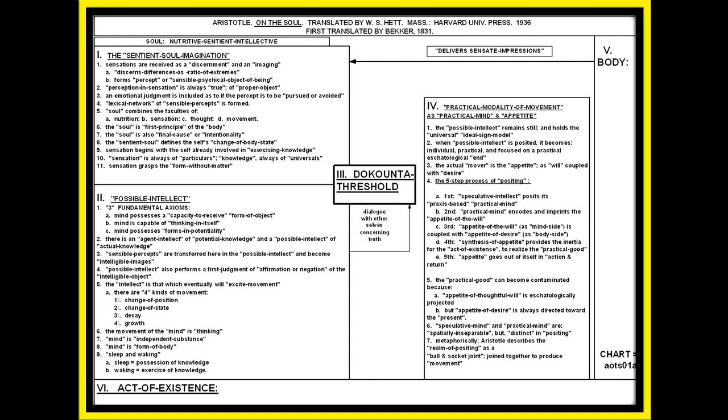And for Aristotle, there are four kinds of movement. There can be a change of position, an actual change of position in space. There can be a change of state of mind. There can be decay. There can be growth. So, number one points to a change at the level of body. Number two points to a level of change at the level of mind. There can also be a decay and growth.